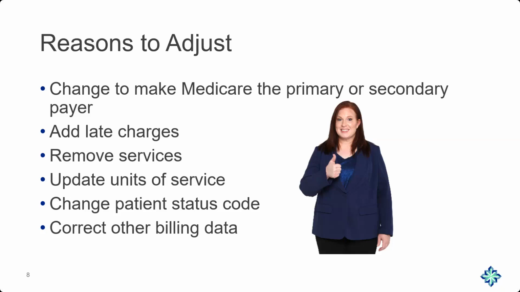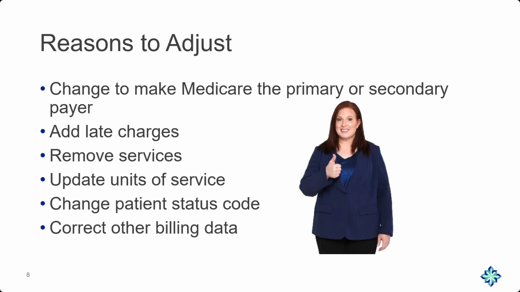Maybe some services didn't get added to the claim, or maybe the claim contains some extra services that need to be removed. Both of these would be appropriate reasons for a claim adjustment. Changing units on a line. This could be due to a clerical error, or maybe the numbers got transposed or miskeyed. That would be something that you can just set up an adjustment and correct.